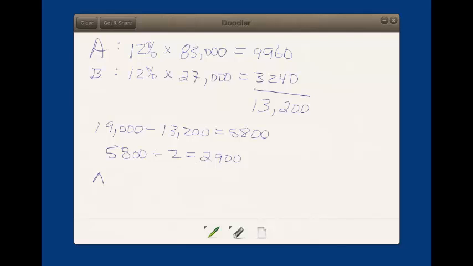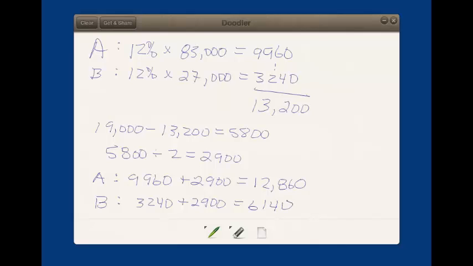Okay, so let's add these up. A was allocated $99.60 from his interest allowance, and then the split at the end was $2,900, so that's $12,860. And B was allocated $32.40 for the interest allowance plus the $2,900 that was split evenly for a total of $6,140. Okay, so now we're ready to journalize this. I'm going to erase some of this up here to make some room.